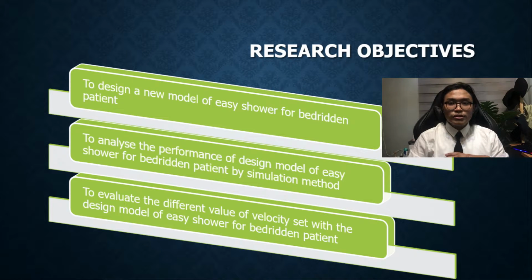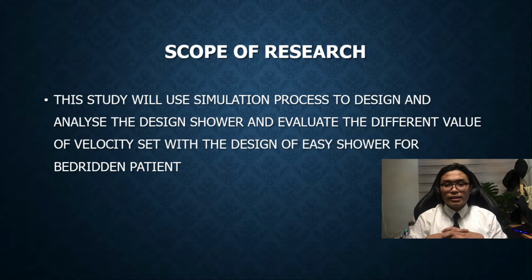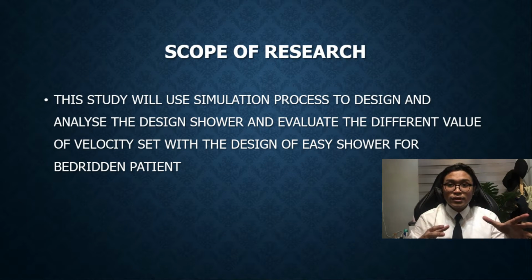Okay, next, research objective. First, to design a new model of easy shower for bedridden patients. Number 2, to analyze the performance of the design model of easy shower for bedridden patients by simulation method. And number 3, to evaluate different volume velocity sets of the design model of easy shower for the bedridden patient. And lastly, scope of research. This study will use a simulation process to design and analyze the shower and evaluate the different volume velocity sets with a design of the easy shower for the bedridden patient.